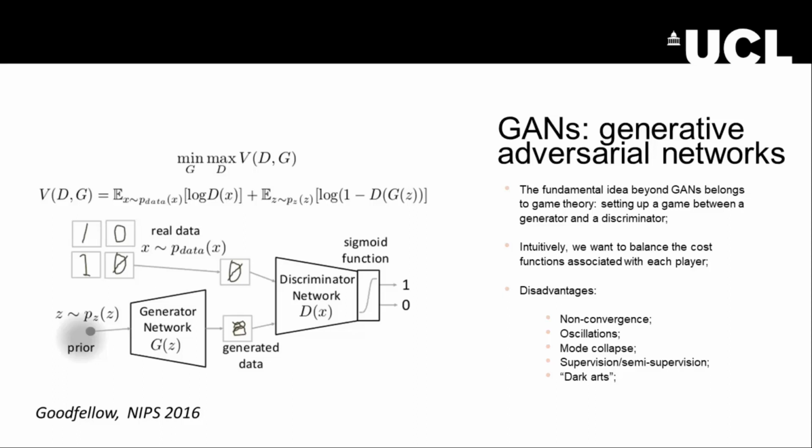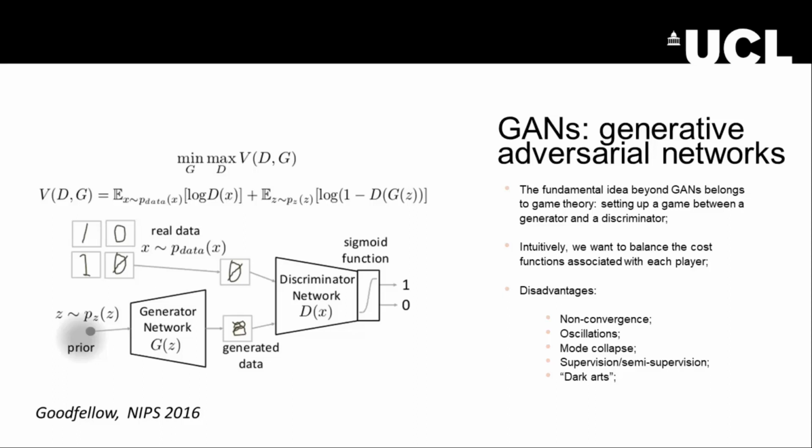One is the generator and the other one is the discriminator. The fundamental idea is taken from game theory, and we intuitively want to balance the cost optimization of the generator and the cost optimization of the discriminator. Of course, it's not all gold, and we have some disadvantages that we will see later.